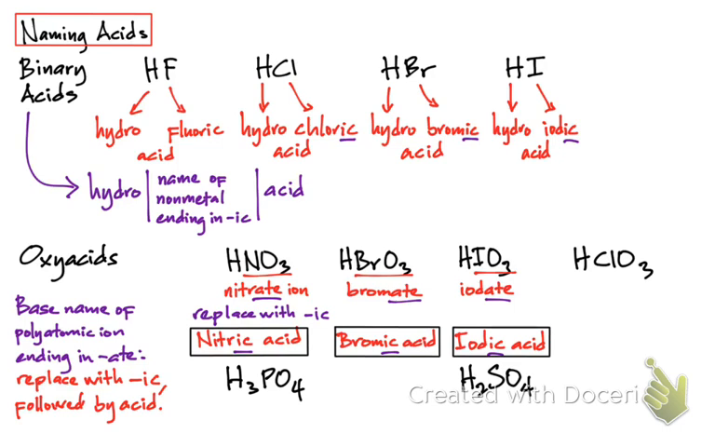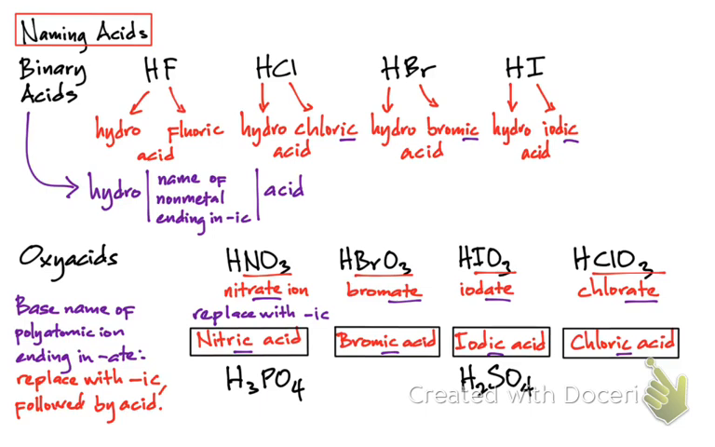Okay, the third one here is the chlorate ion, ClO3 with a negative charge. And the acid is chloric acid. Okay, so for the last two here, it's a little bit special. Okay, so we have PO4 as the polyatomic ion, right?